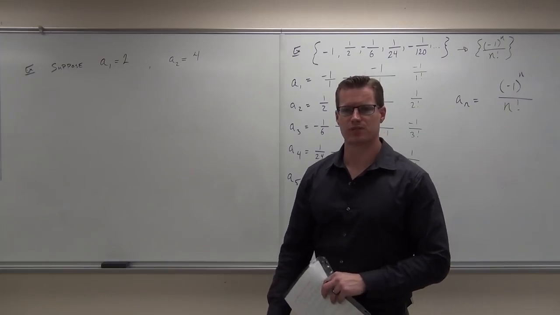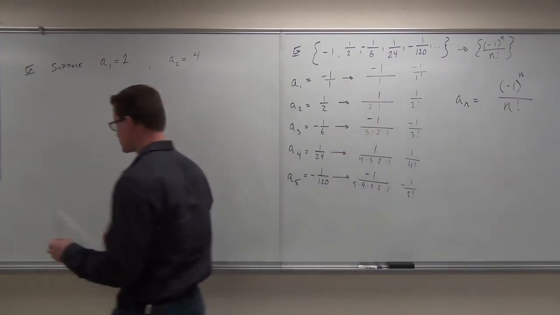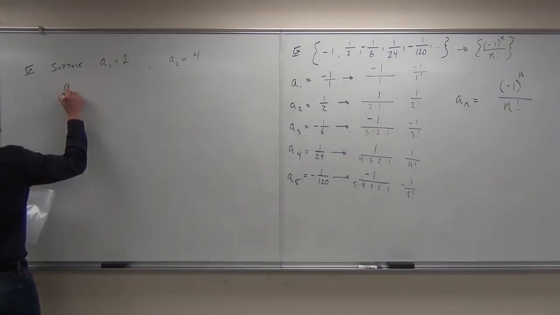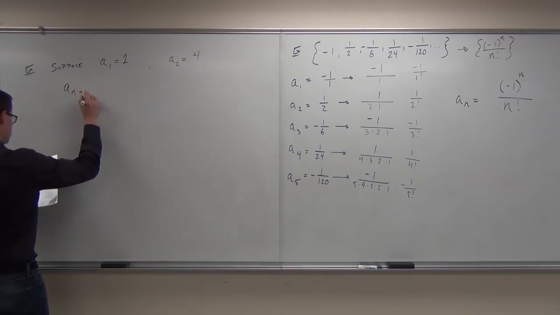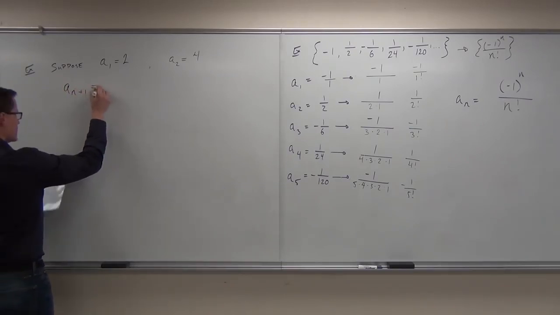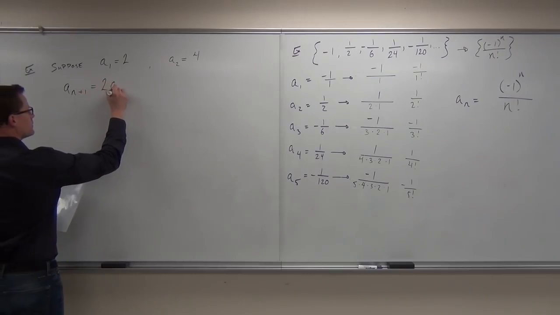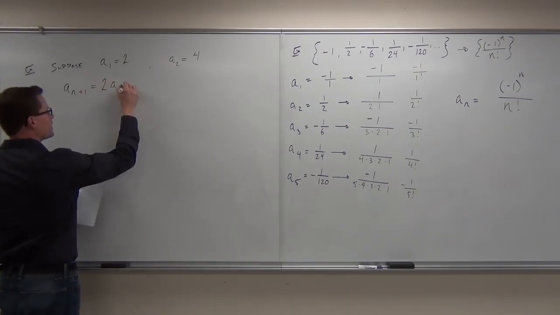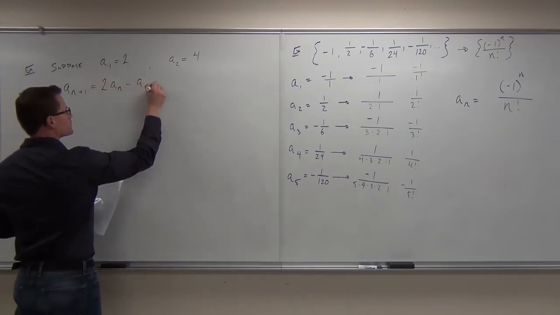So I say a sub 1 is 2, a sub 2 is 4. I'm not looking for a pattern right now. I'm not thinking that a sub 3 is 8 or 6. Okay, I'm not thinking that. Here's what I'm going to define for the rest of them. I say, based on these two terms, your next term, a sub n plus 1, is given by 2 times a sub n minus a sub n minus 1.